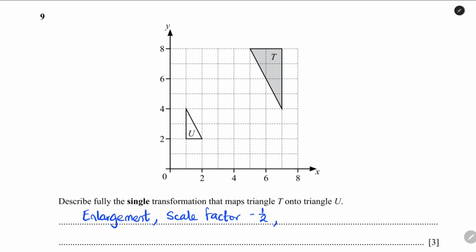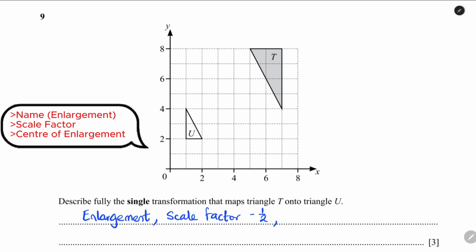The final mark that we need to work for here is the center of enlargement. When the transformation question is an enlargement, there are 3 key things to look out for: the name, it's an enlargement, the scale factor, and finally, the center of enlargement. Where is the center going to be? What you need to do is to identify corresponding corners of your shape. I know this tip here corresponds to this tip here, so I'm going to join them together. I would look for another pair of corresponding sides. I think this here corresponds to this. I am going to join both of them together too.